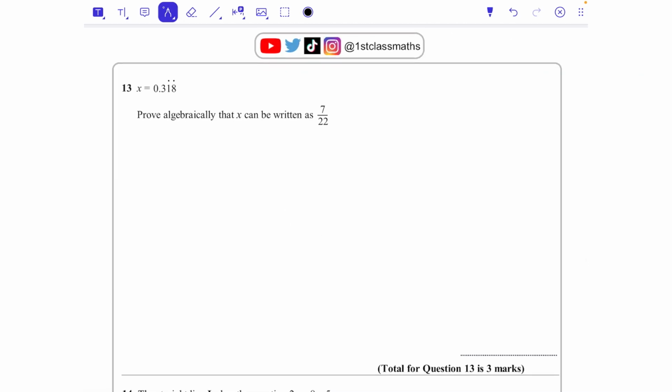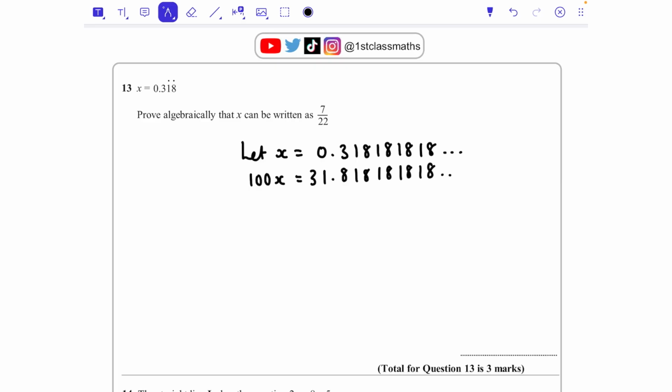Okay, question number 13. x equals 0.318 recurring. So I'm going to say let x equal 0.318181818 and so on. Now because there are 2 digits repeating, the 1 and the 8, I want to times this by 100. And that's going to move all of the values 2 place value columns over to the left. So I've got 31.818181818 and so on.